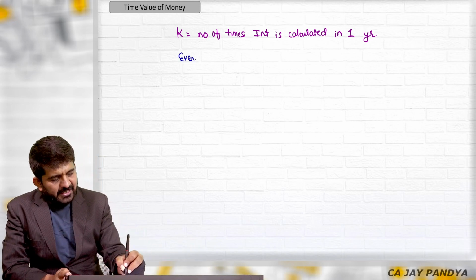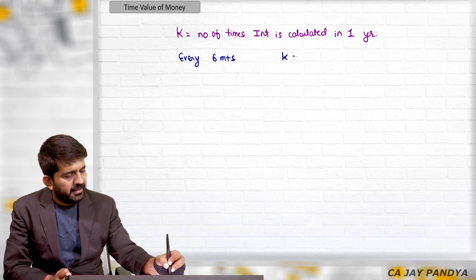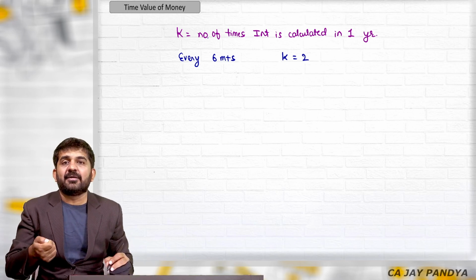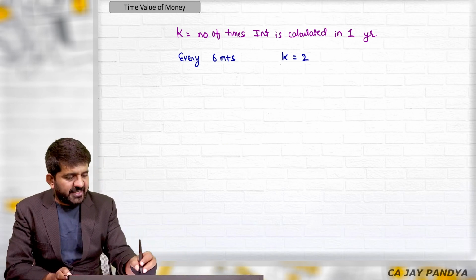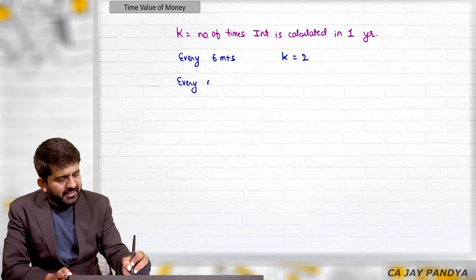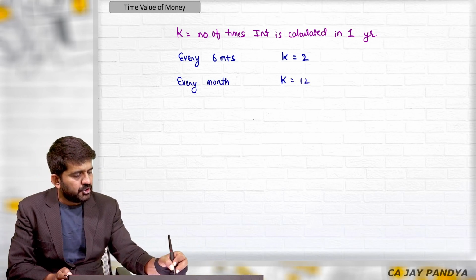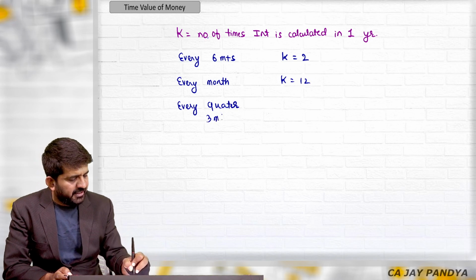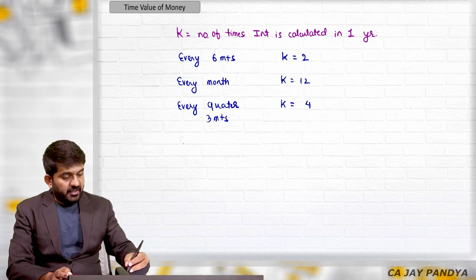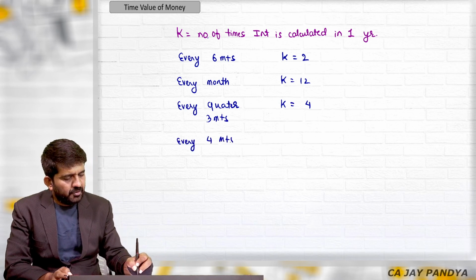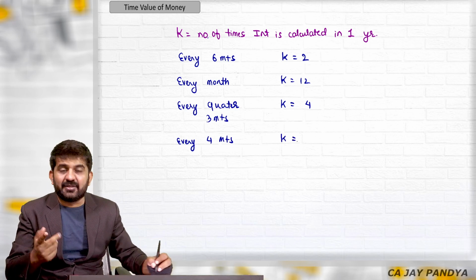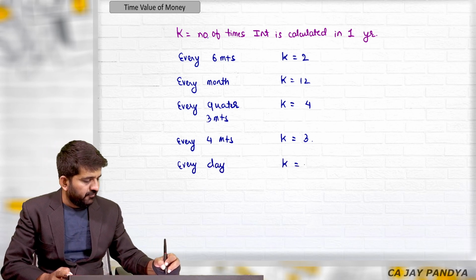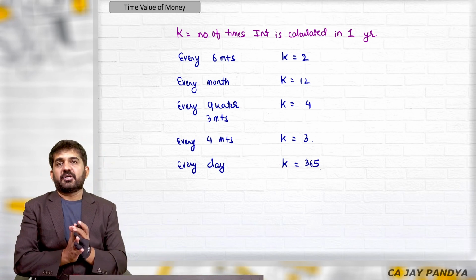So if interest is calculated every 6 months, K is not equal to 6, K is equal to 2. What I am telling you, what is K? It is the number of times interest is calculated in 1 year. So if it is calculated every 6 months, K is 2. If it is calculated every month, K is 12. If it is calculated every quarter, that is every 3 months, K is equal to 4. If it is calculated every 4 months, how many 4-month periods are there in a year? 3. So K will be equal to 3. If it is calculated every day, K will be equal to 365 or 366, whatever is the case.